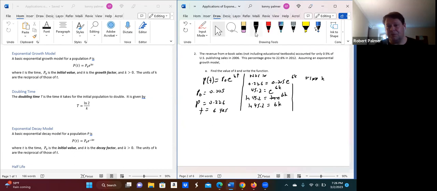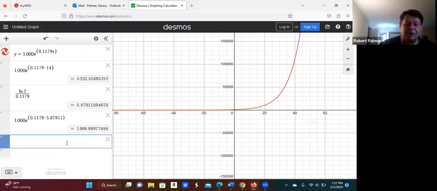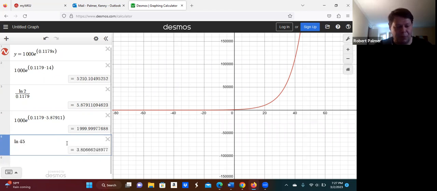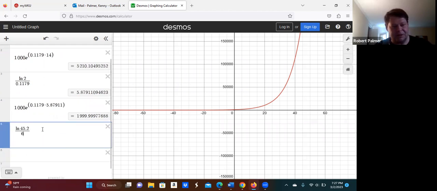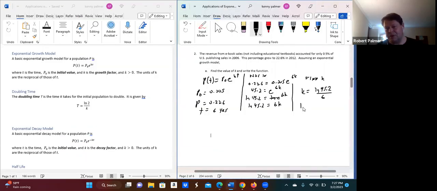Okay. So now divide both sides by 6. So k is equal to the natural log of 45.2 divided by 6. Let's find that. Let's just use Desmos for that. Natural log of 45.2 over 6. Use your graphing calculator. So the natural log of 45.2, and that's divided by 6. And that's approximately, I'll do 3 decimal places, 0.635. So k is equal to 0.635.